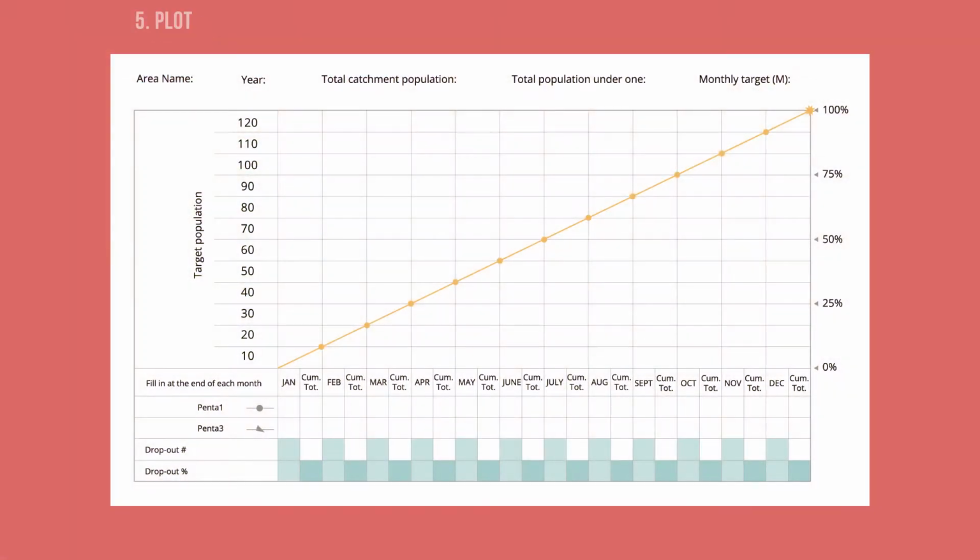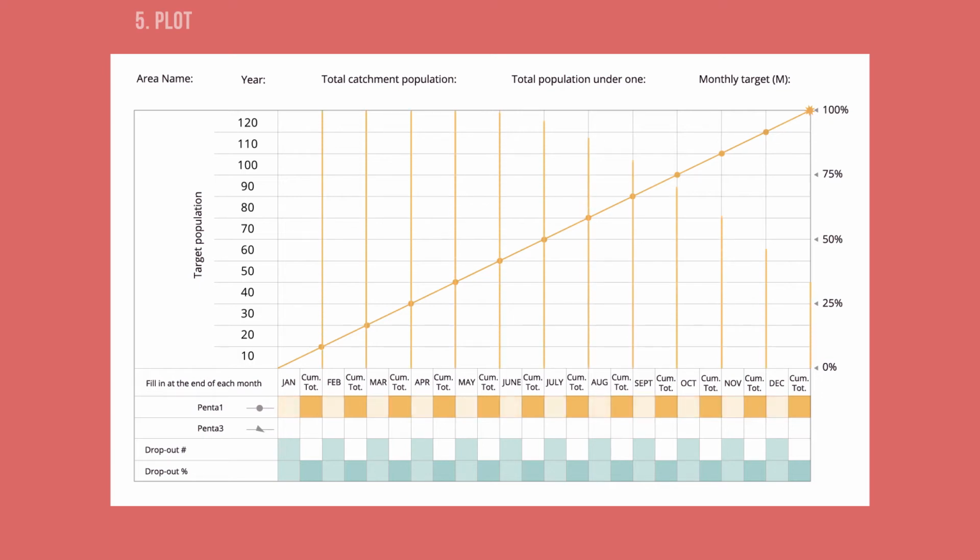Now, plot the immunization data on the chart. To do this, enter the number of doses administered for the specific vaccine for the current month. Next, sum up the cumulative number of doses given up to and including that month. Write that down here and plot the cumulative number on the graph.